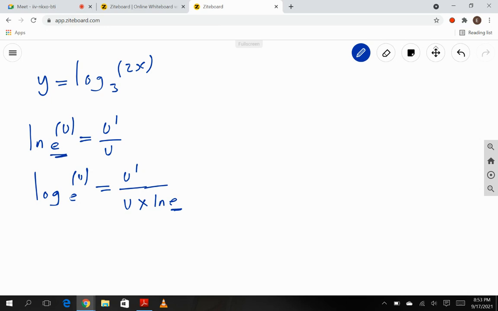Now, we know that ln E is equal to 1. So meaning basically here, we're taking note of the log. It's just that it was ln, so it was ln E. So that's why we're just having it as u prime over u.